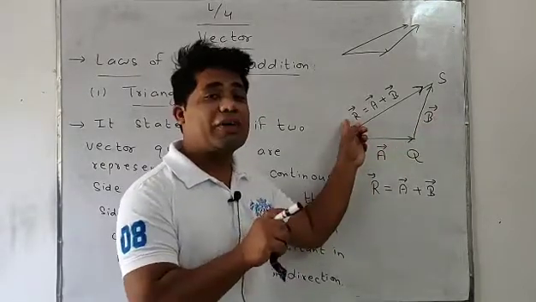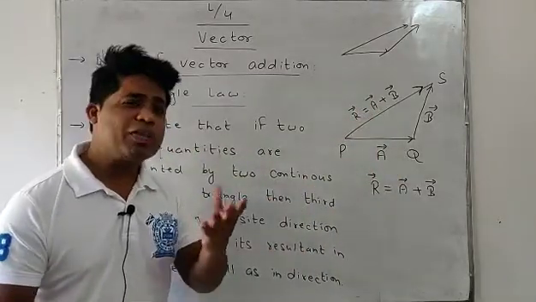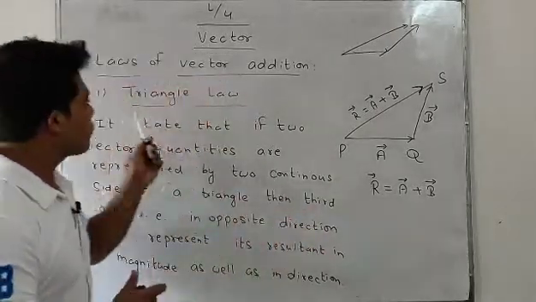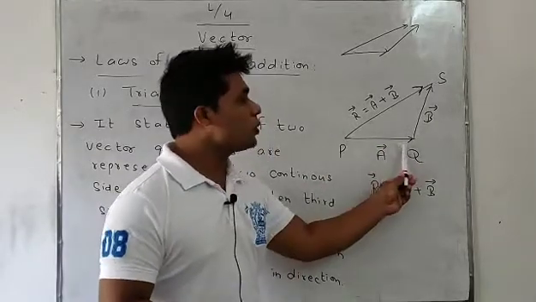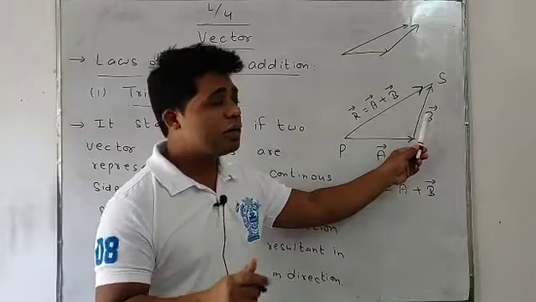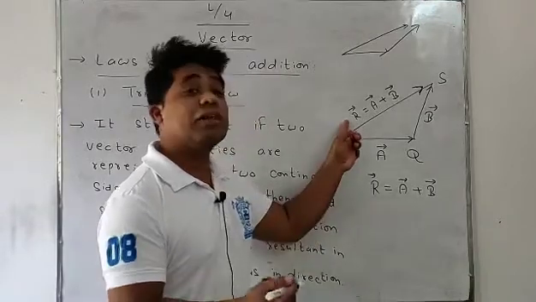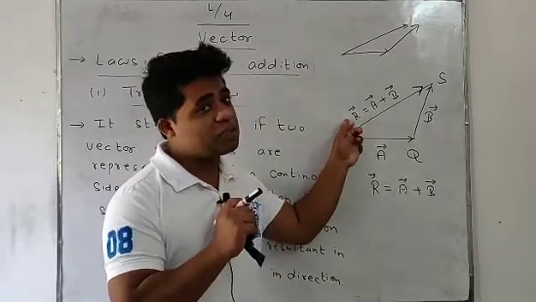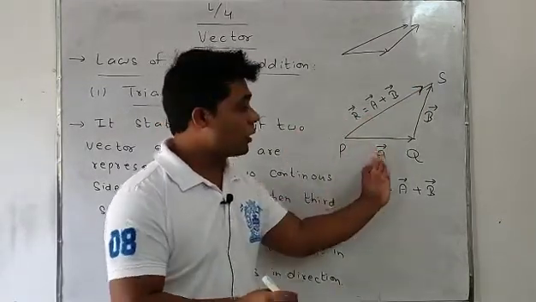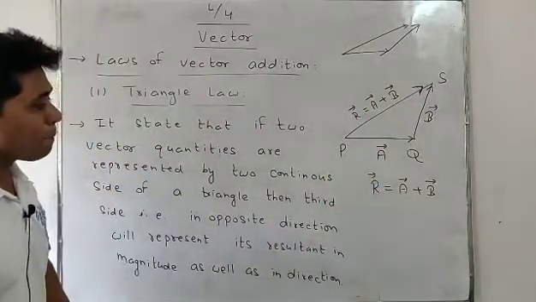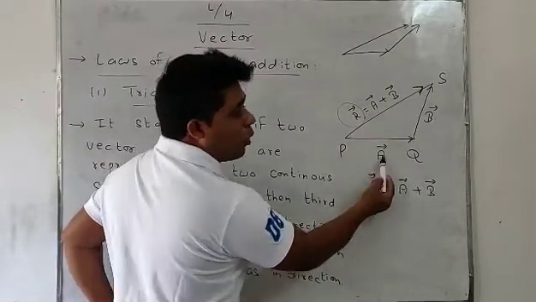It means the third side will represent the addition of vector A and vector B in magnitude as well as in direction. What is the statement of triangle law? See one more time. If two vector quantities are represented by two continuous sides of a triangle, then the third side that is in opposite direction always represents the resultant in magnitude as well as in direction. It means the third side always represents the addition of vector A and vector B. So this side will represent the resultant of A and B.